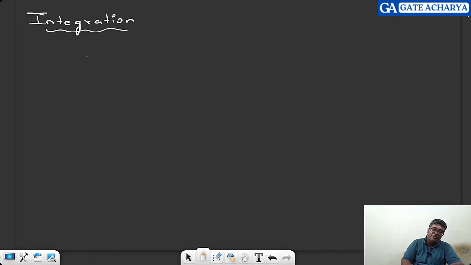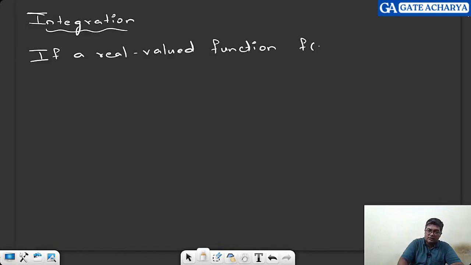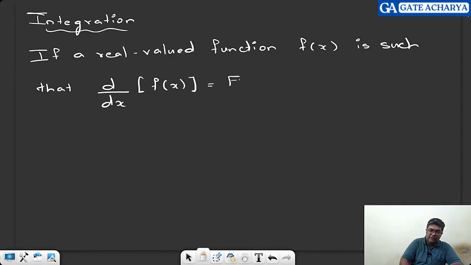If you want to have a proper definition of integration, it goes something like this. If a real valued function f of x is such that d by dx of f of x, that is the derivative of f of x, is equal to some capital F of x plus c, and this capital F of x function is a continuous function. Let us assume that this is a continuous function.